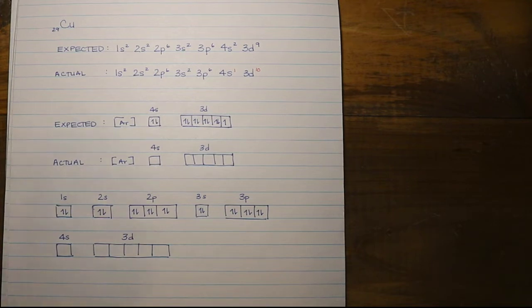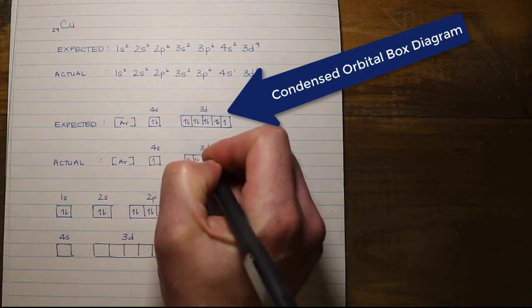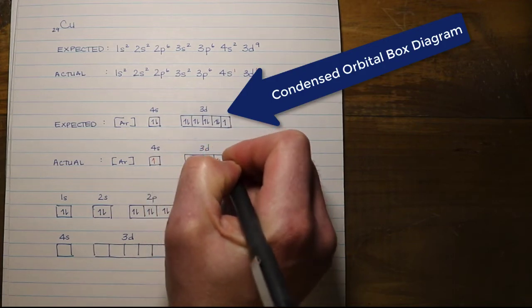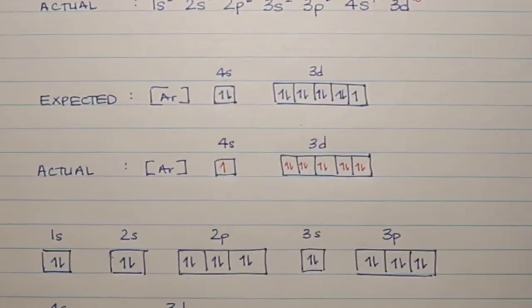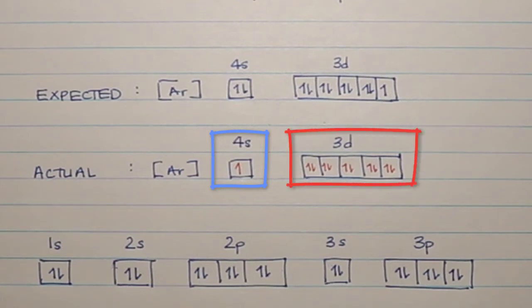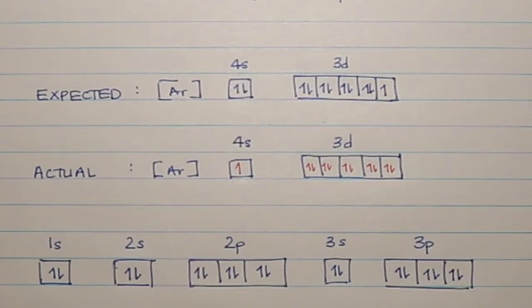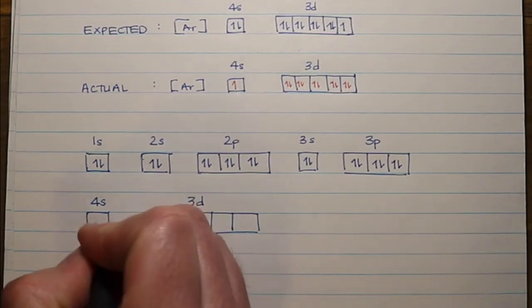So you might be able to visualize this theory of ours a little bit better if I fill in the condensed orbital box diagram for copper. And again, what you'll notice is that we have a half-filled 4s sublevel, and we have a fully filled 3d sublevel. Now finally, if we take a look down at the full or complete electron configuration for copper, we can see that the actual full electron configuration for copper would look like this.